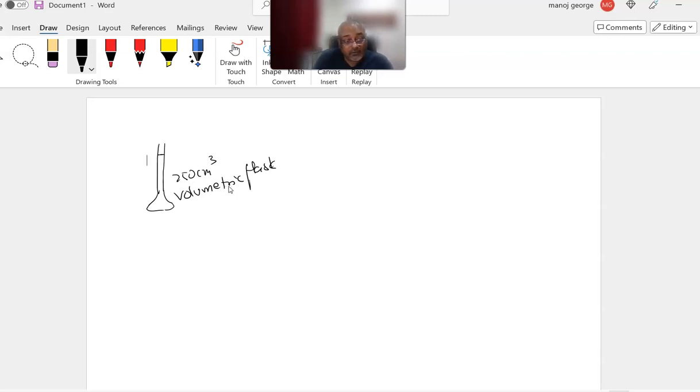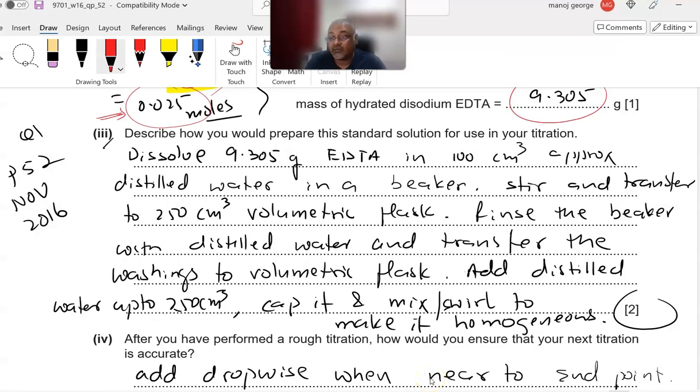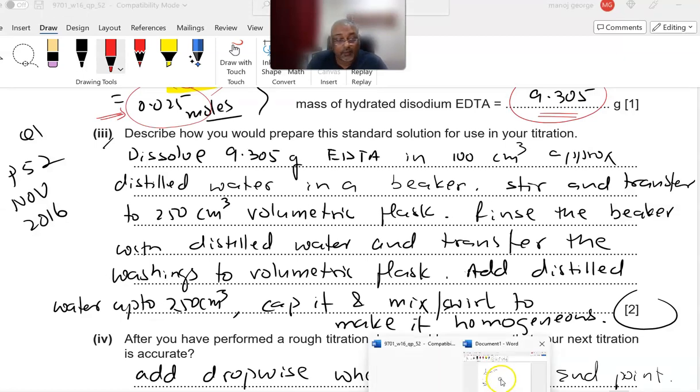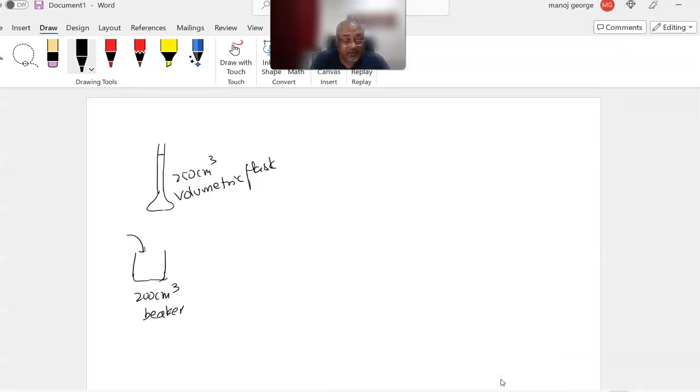and that's not exactly a good glass to make a solution. So what we normally do is we start with some kind of a beaker. Let's say I'm going to start with a 200 cm³ beaker. That's a good way to start. And in the 200 cm³ beaker, remember the exact mass that we calculated was 9.305. So I'm going to add solid, 9.305 grams of the EDTA, carefully measured out and then put in this beaker.